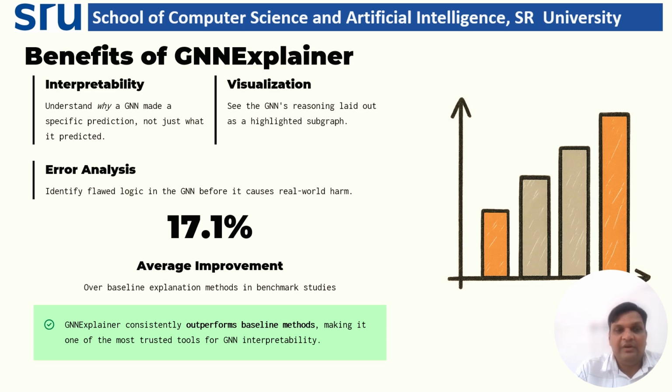That is a 17.1% average improvement over baseline explanation methods in benchmark studies. GNN Explainer consistently outperforms baseline methods, making it one of the most trusted tools for GNN interpretability. Why is this powerful? Because it improves interpretability, visualization, and error detection. It even outperforms many baseline explanation methods.